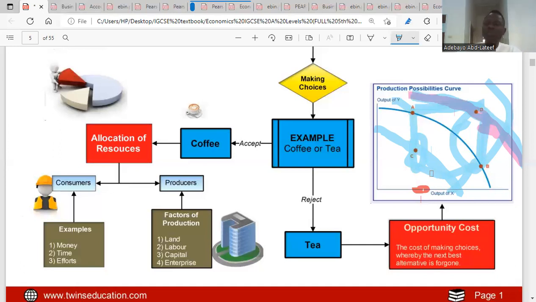So what makes us go to the PPC? We go to the PPC based on the fact that there's opportunity cost. And when there's opportunity cost, it means that we need to make a choice. We need to decide on what to produce, like either we produce output Y or we produce output X. So this is all about the basic economic problem. Once again, the basic economic problem is scarcity, and scarcity will lead us to making a choice.